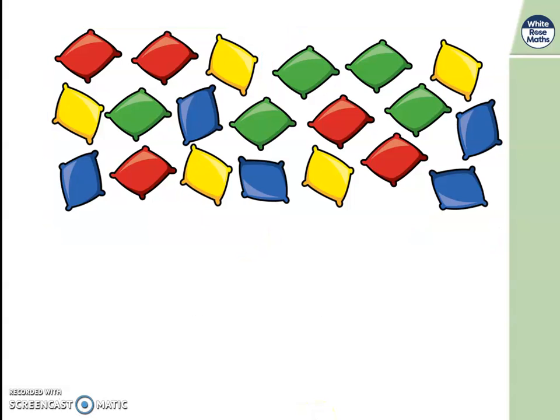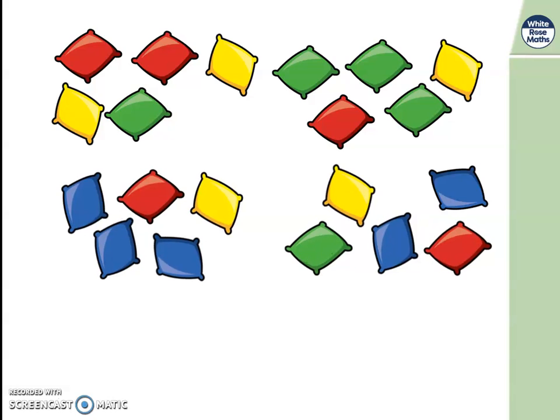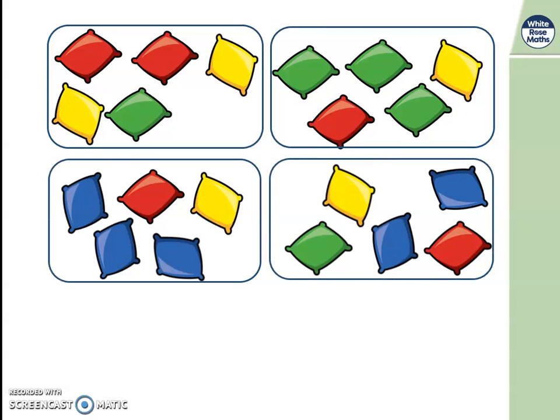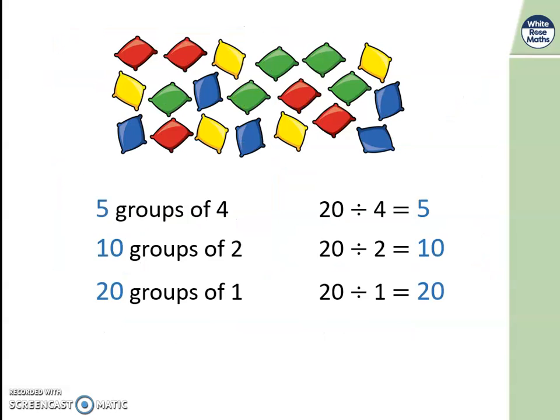The next one. Let's share it into groups of 5. So there's 5, there's 5, there's 5 and there's 5. So 20 divided into groups of 5 equals how many groups in total? 4 groups of 5. So 20 divided by 5 equals 4. So here are the answers for the rest of the questions. So well done if you got this correct. So if you group it into 4s, you will end up with 5 groups. So 20 divided by 4 equals 5.